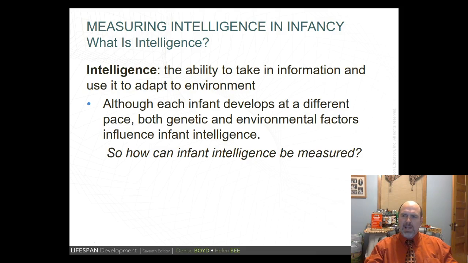Some more clearly cognitive items are also included, such as uncovering a toy hidden by a cloth, an item used with 8-month-old infants to measure object permanence.